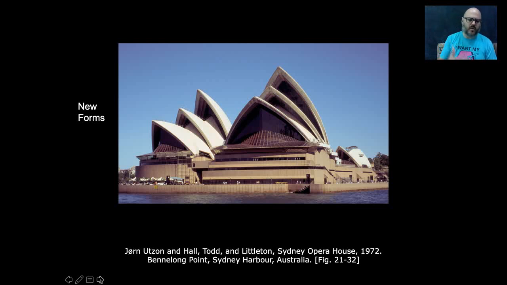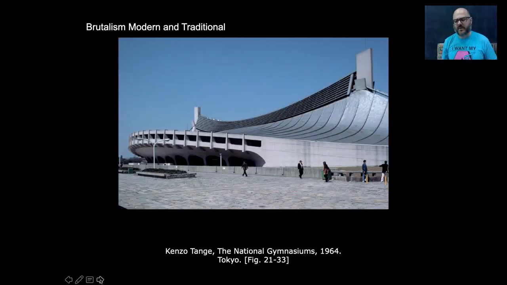That's saying that we're innovative, and if you want to see something creative, cutting edge, you're going to have to come to Sydney, Australia to see it. But artists and architects during this time were exploring both modern forms and traditional forms as well. And one of the best examples of that is the Japanese architect Kenzo Tange.